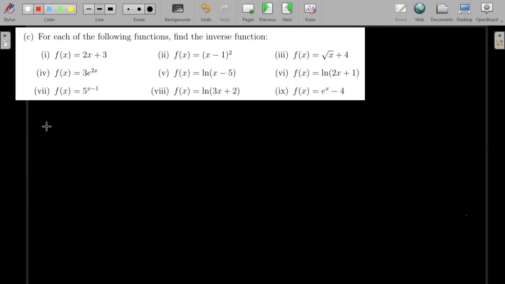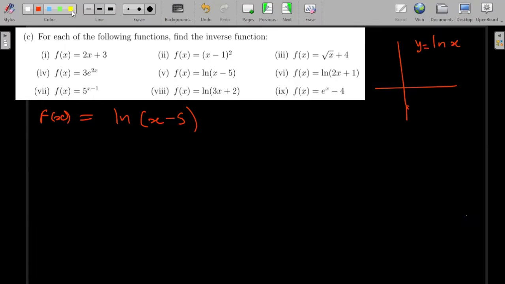Here we have f of x equals ln x minus 5. The standard graph of y equals ln x is a graph that passes through the point (1, 0). It will have a vertical asymptote at the y-axis. Remember, for e to the power of something, we said the asymptote was the x-axis. So now, going to the opposite, the logs or the lns, the asymptote becomes the y-axis, like that.